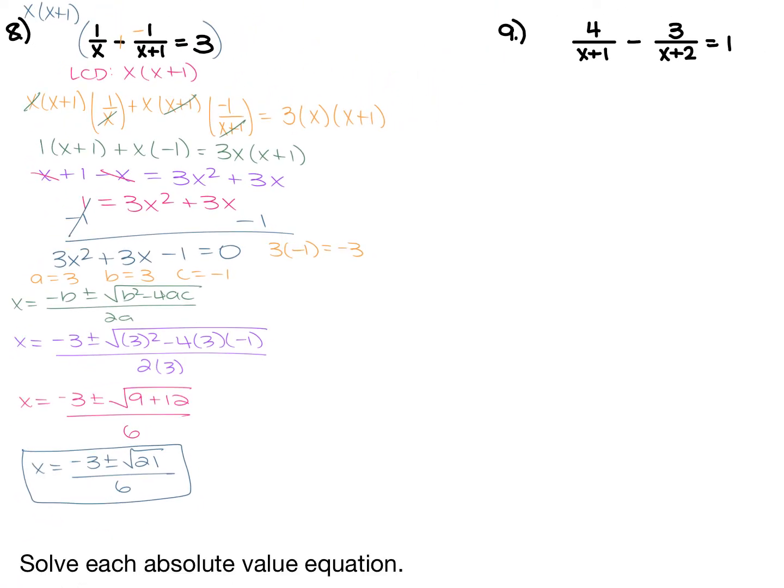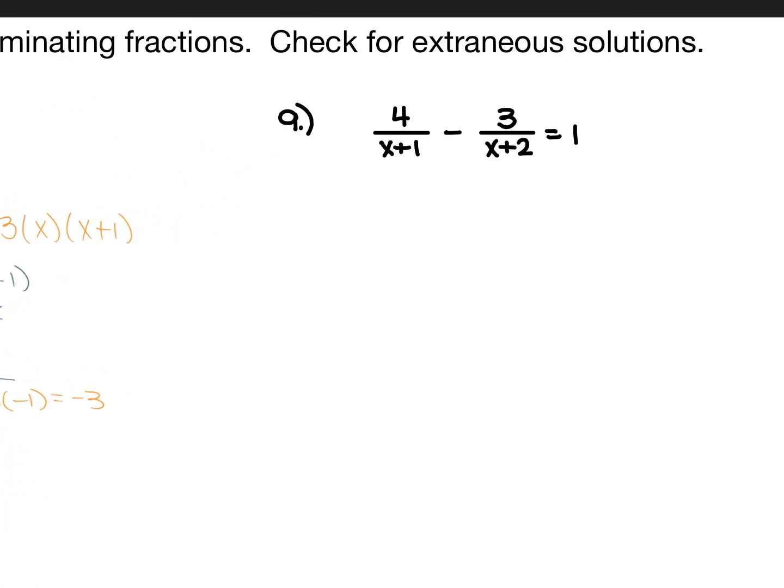For number 9, we have 4 over x plus 1 minus 3 over x plus 2 is equal to 1. For this one, your least common denominator is x plus 1 times x plus 2. From the start, I'm going to move that negative up with the 3. So I just turn it into addition, move the negative up with the 3. That 3 becomes negative 3. From here, I'm going to multiply everything by my least common denominator. So x plus 1 times x plus 2.